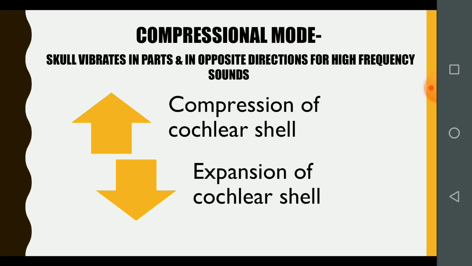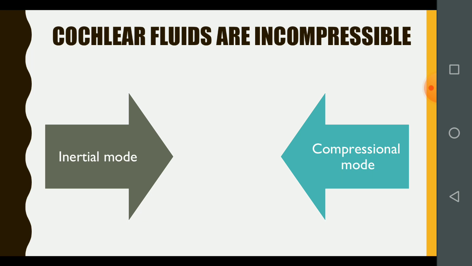The second mode of vibration for bone conduction, which leads to hearing, is the compressional mode, in which the skull is said to vibrate in parts and also in opposite directions. This kind of vibration happens for the high frequency sounds basically, and in this, it can either be compression or expansion of the cochlear shell. This happens because of the difference in polarities of the sound wave. That is, it can have a positive or a negative polarity, therefore leading to the formation of a rarefaction or a condensation sound waveform within the cochlea.